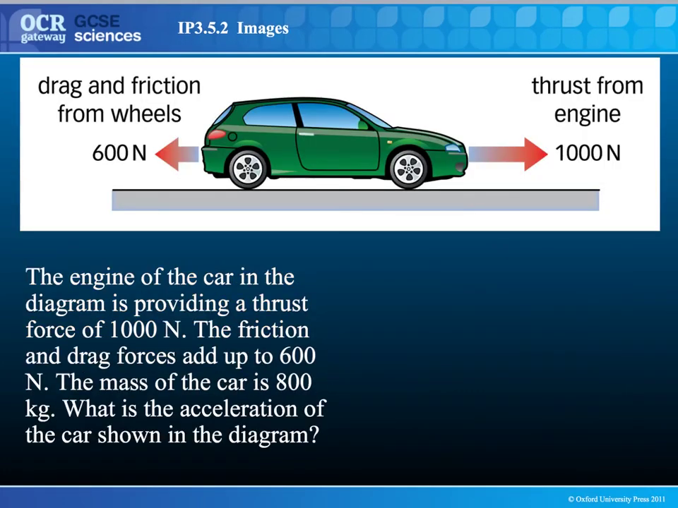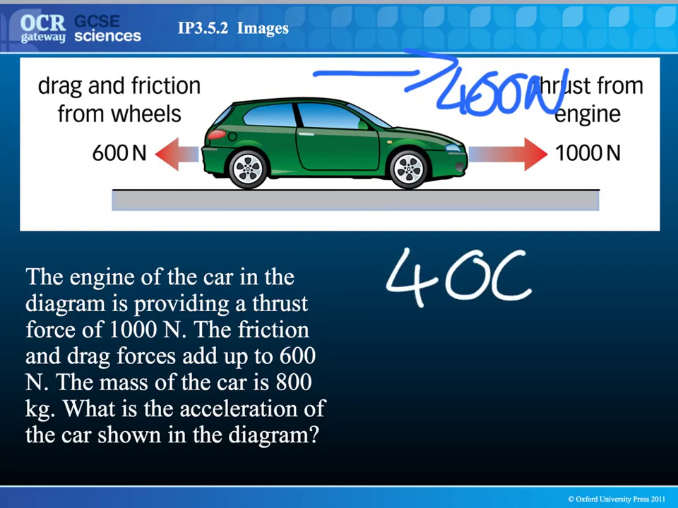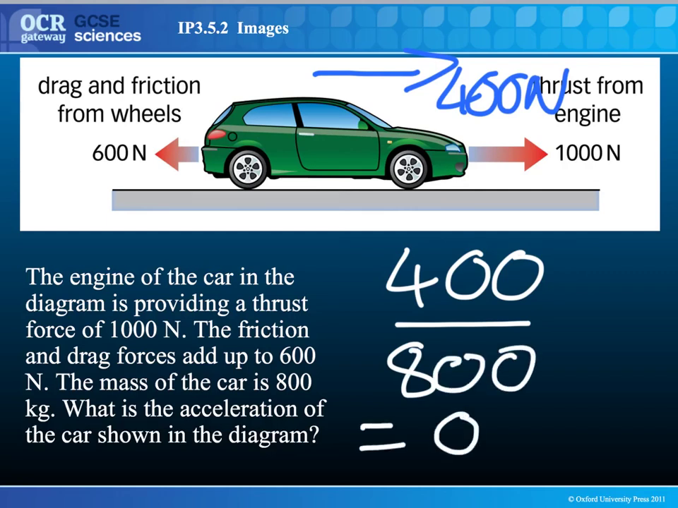Here's another applied situation. It's asking you to work out acceleration. What we have here is a resultant force diagram. So first thing to do is to work out the resultant force, which is 400 newtons. The engine of the car is providing a thrust. Mass is 800. What's the acceleration? So if force is 400 divided by the mass of 800, acceleration is 0.5 meters per second squared.